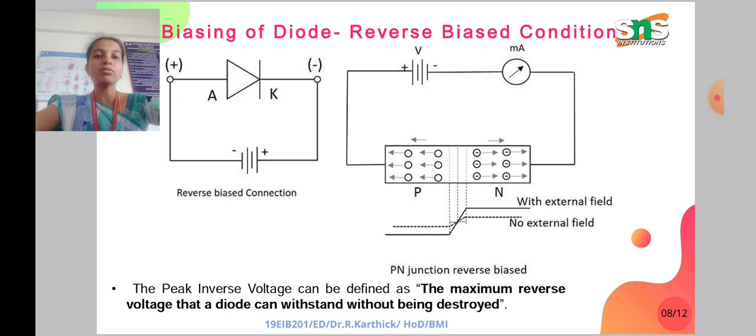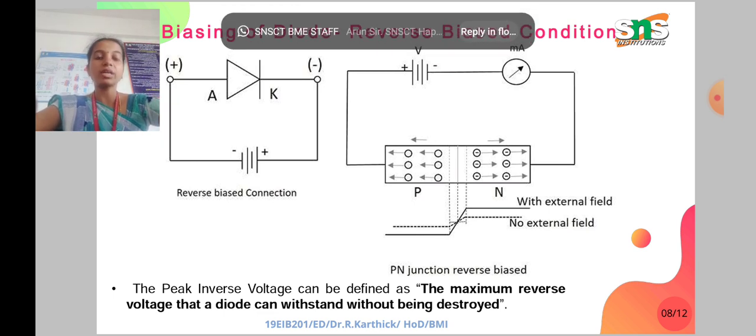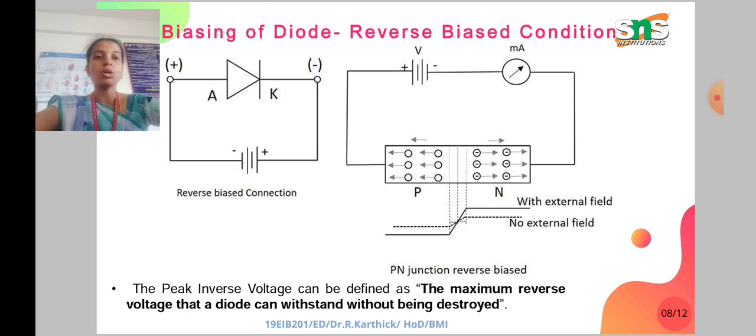The peak inverse voltage is defined as the maximum reverse voltage that a diode can withstand without being destroyed. The maximum reverse voltage that a diode can withstand without being destroyed is called the peak inverse voltage.